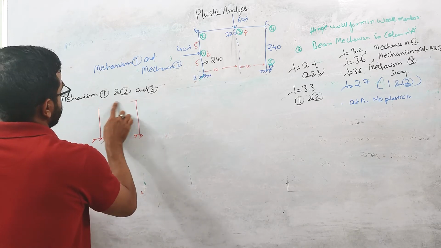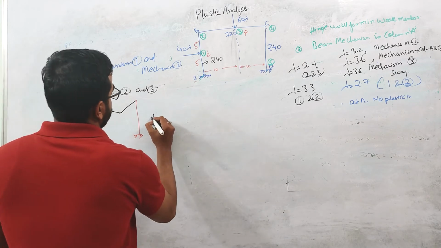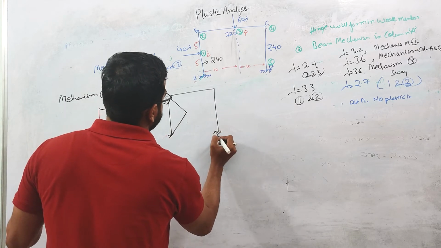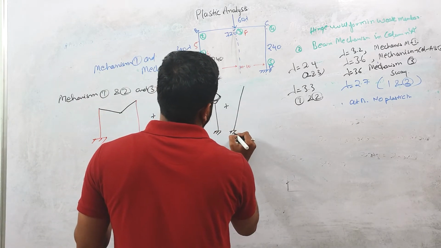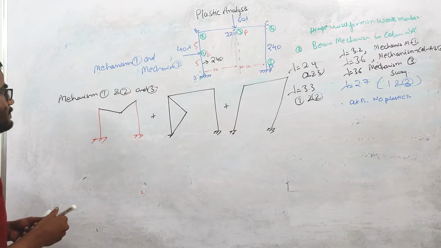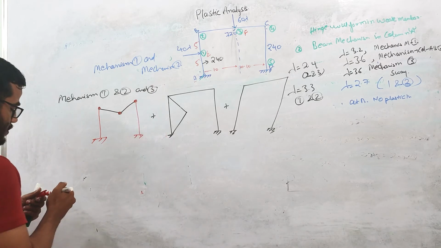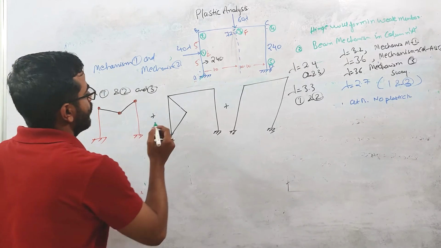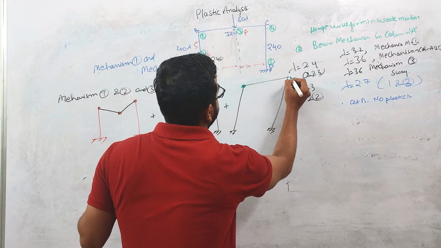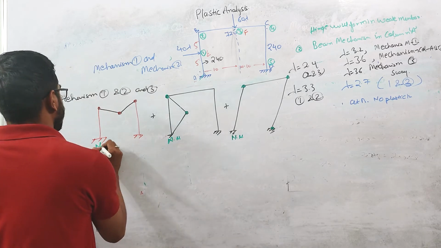This is our beam mechanism, plus this is the beam mechanism of the column. This is the sway mechanism. In this beam mechanism, the plastic hinges are forming at these points. In this beam mechanism of the column, the plastic hinges are forming at these points, and in this sway mechanism, the plastic hinges are forming at these 3 points. This is a natural hinge, this is again a natural hinge, this is again a natural hinge.